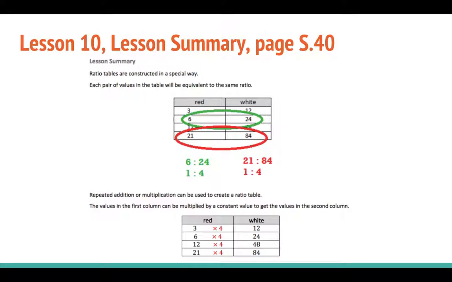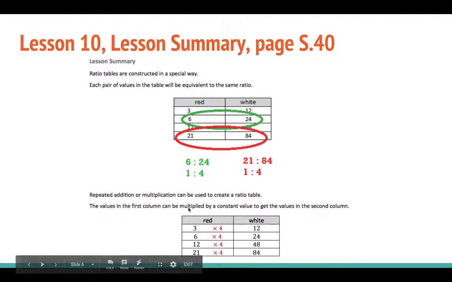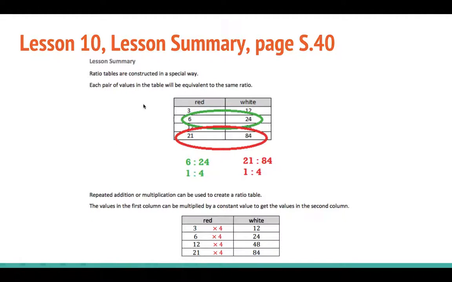Here is our lesson summary. I did not include the whole lesson summary that was in your workbook. You can read the rest, but I figured this part was the most important part, and this can be found on page S40. Lesson summary: ratio tables are constructed in a special way. Each pair of values in the table will be equivalent to the same ratio. So the 2 numbers that you are comparing, like here from red to white, all these pairs of numbers, 6 to 24, 21 to 84, will be equivalent to 1 to 4.